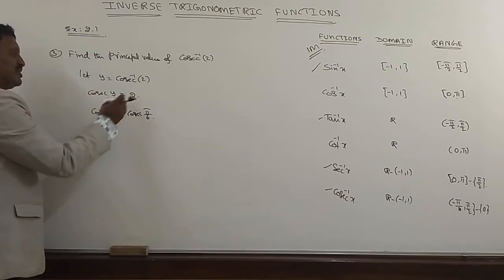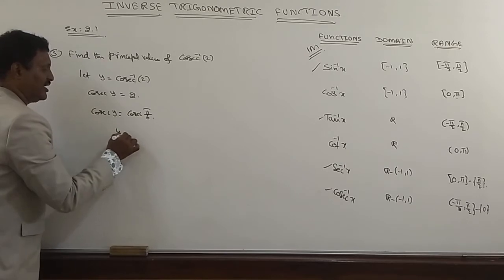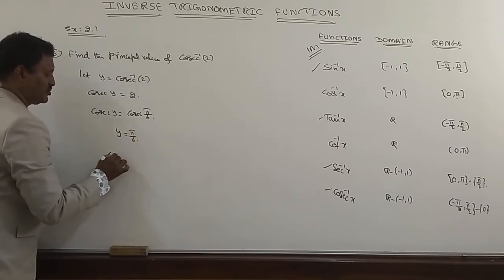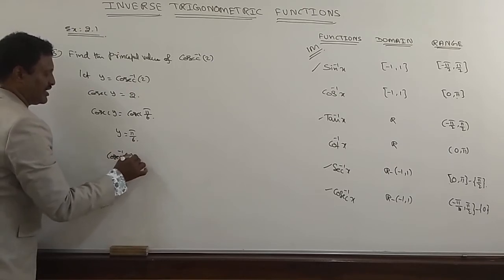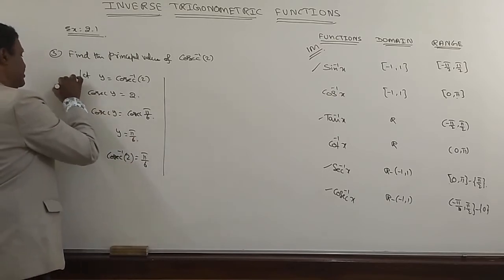Now cosecant y is equal to 2. We can write cosecant pi by 6. Remove cosecant on both sides. How much will y be? Pi by 6. What is y? Cosecant inverse 2. So cosecant inverse 2 we can write as pi by 6. This is one of the methods, the NCERT method.